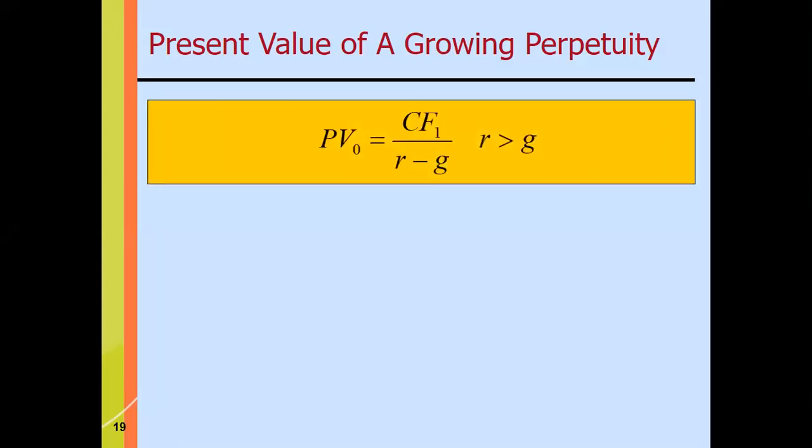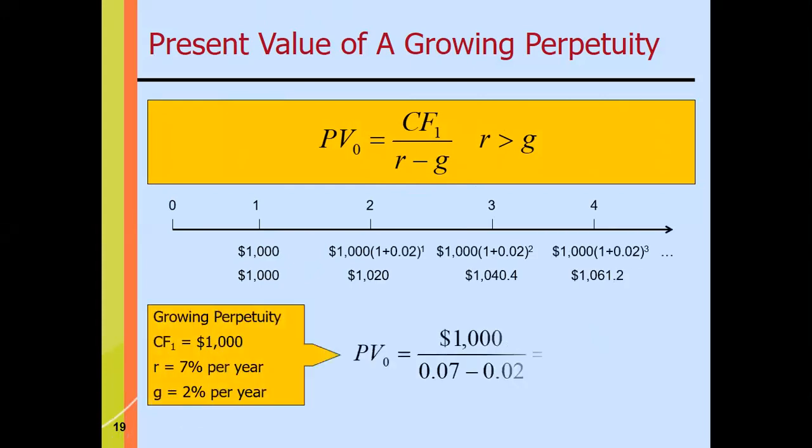So here's an example of the present value of a growing perpetuity, wherein aside from the rate, which is r, the discount rate, there is a growth factor, and the rate must be greater than the growth factor. So for this growing perpetuity, the cash flow at period one is $1,000, the rate is 7% per year, and g is 2% per year. This is how we obtain the present value of that growing perpetuity: $1,000 over 0.05, and that is equivalent to $20,000.